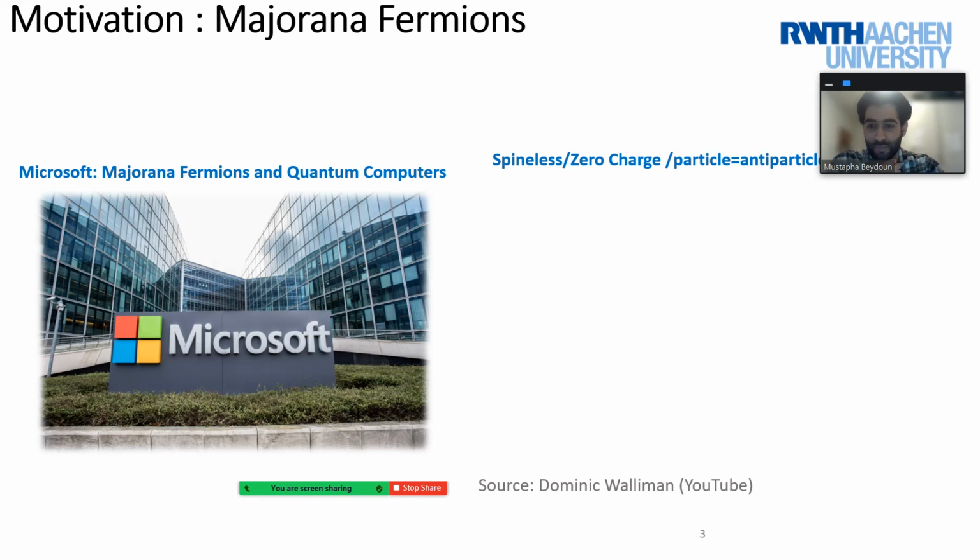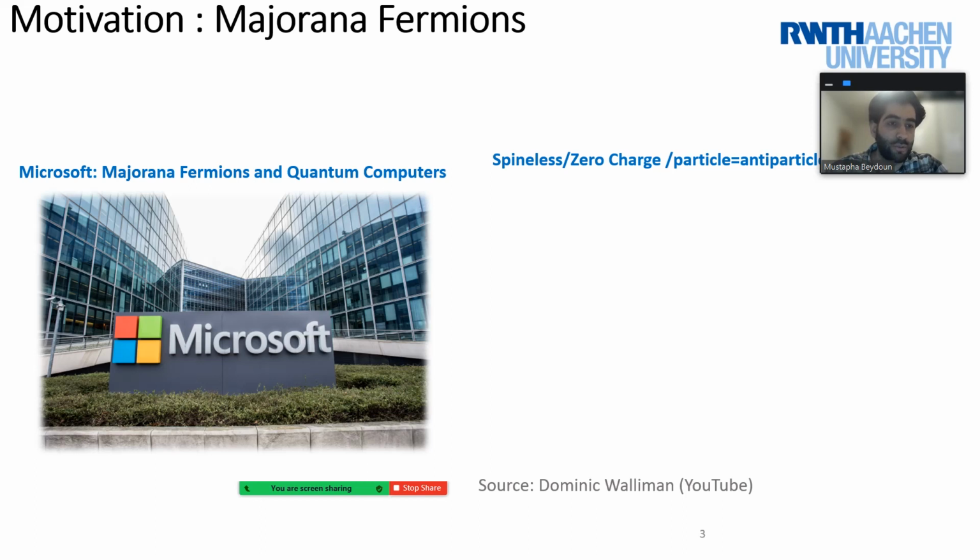Now, first of all, a short motivation. Why do we need to study Majorana fermions? As you might know, the shift nowadays is towards building superconducting quantum computers. Those are built by Google, and Google is using superconducting qubits. However, the Microsoft team is actually using Majorana fermions, those particles that we are speaking about, to build such quantum computers.